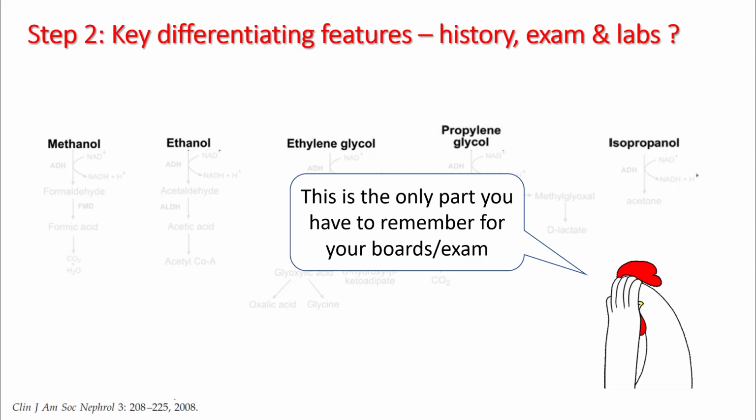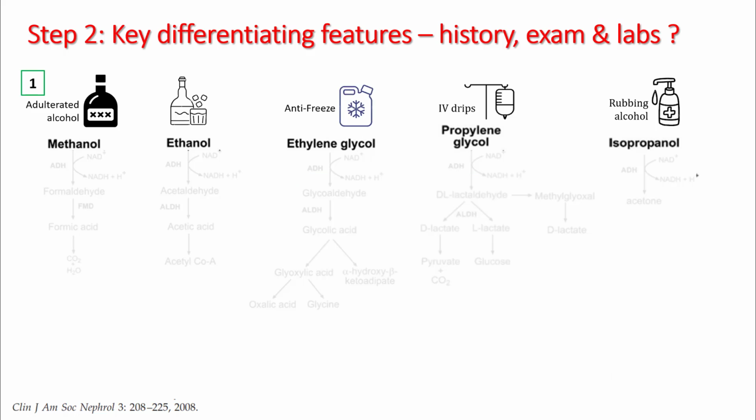This is the only part you have to remember for reports and exams: the key differentiating features between all the 5 different alcohols. Methanol toxicity is suspected with adulterated alcohol, ethylene glycol with antifreeze, propylene glycol with IV drips used in ICU, and isopropanol with rubbing alcohol.